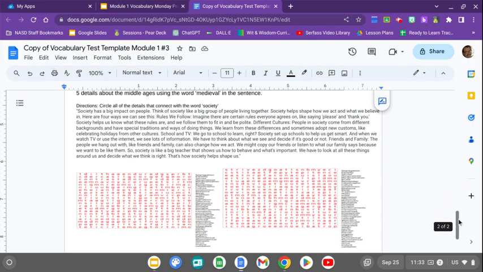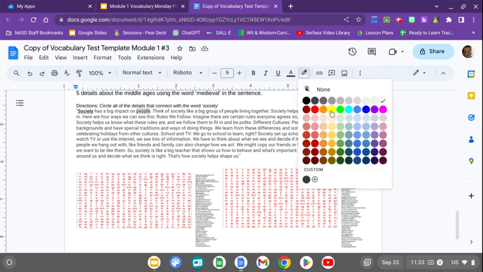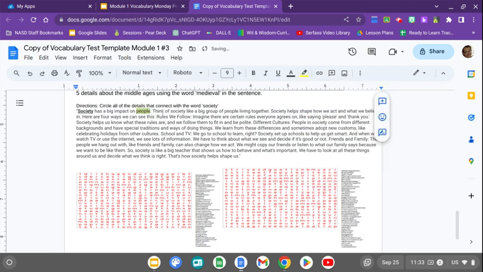Now, the last step before we get to our word searches is circle all the details that connect with the word society. Well, I see the word society itself, and it says society has a big impact on people. Well, people already seems to me to be one that I ought to be circling. I'm going to highlight just because I'm using a computer here. Think of society like a big group of people. Oh, already living together. Oh, I love all of that as a detail, right?